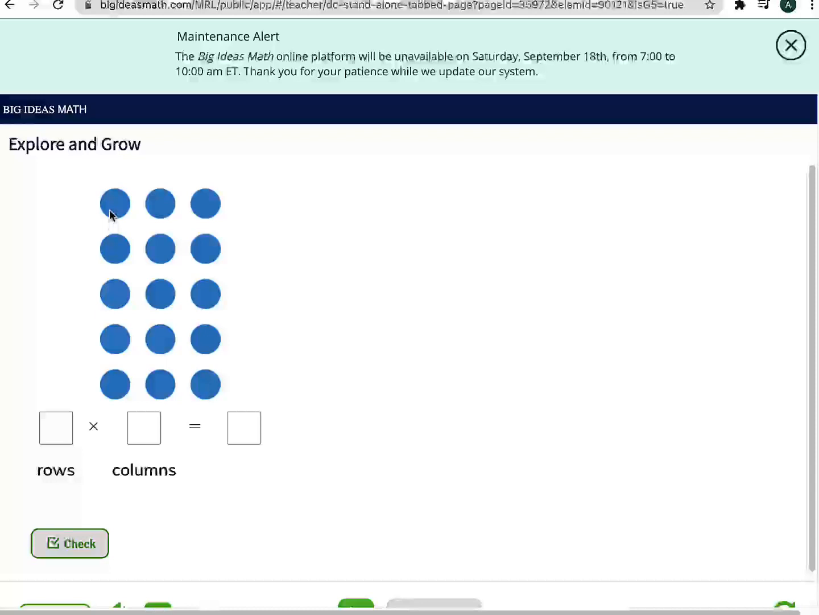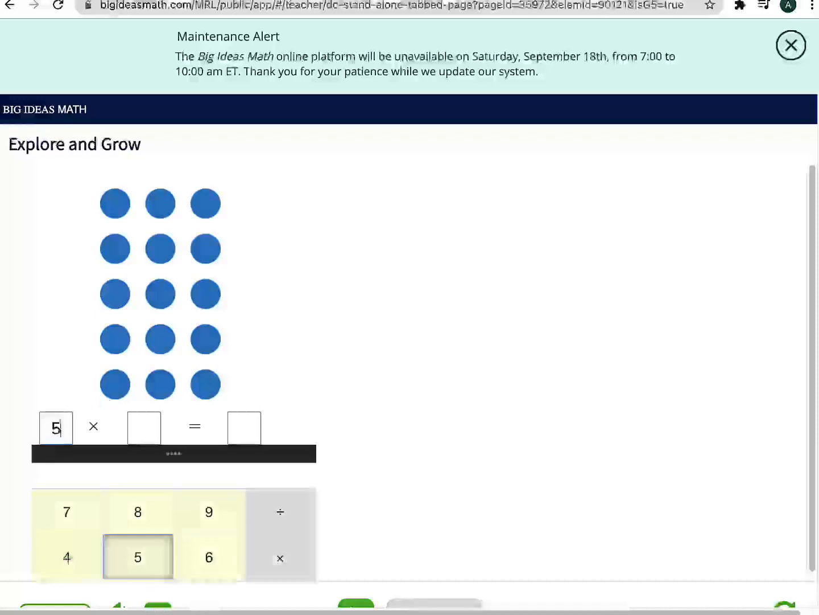Okay, let's count. How many rows and how many columns do we have? We have 1, 2, 3, 4, 5 rows. So 5 rows.